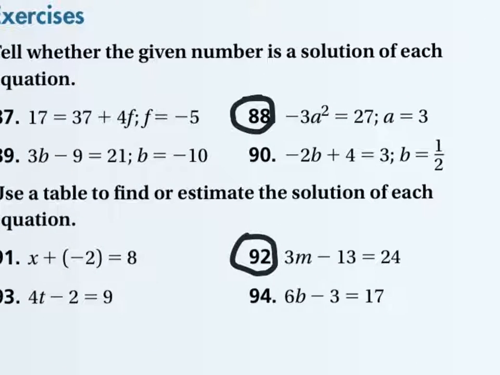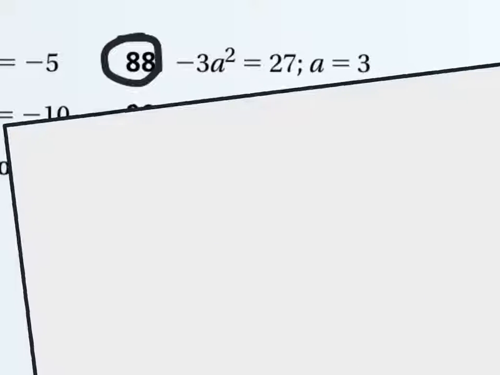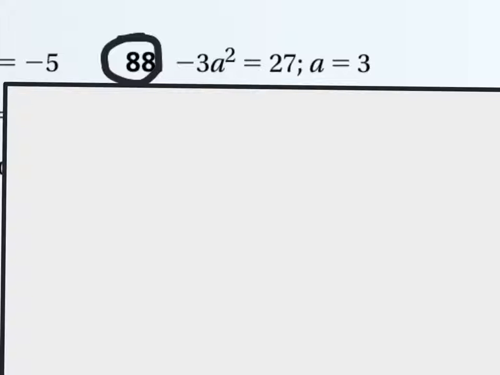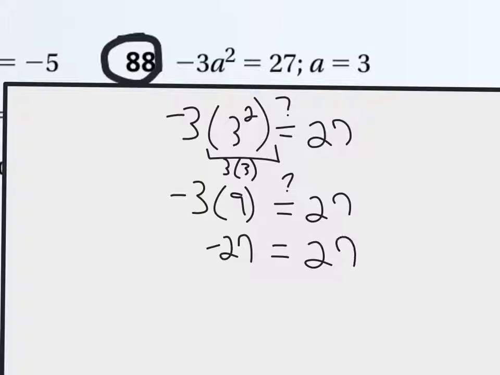Lesson 8, we're seeing whether these are solutions or not. So we are just substituting in the one number they're giving us and seeing if it works or not. When we do this, we need to remember our order of operations. So exponents is going to come before multiplication. And if you do this, you'll get negative 27. That's not equal to 27, so the answer would be no for that one.